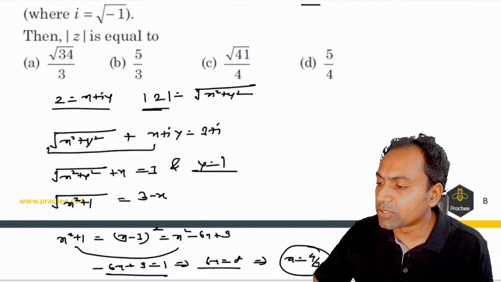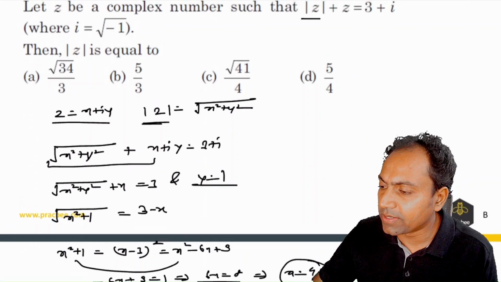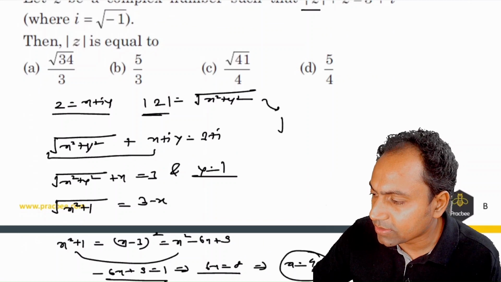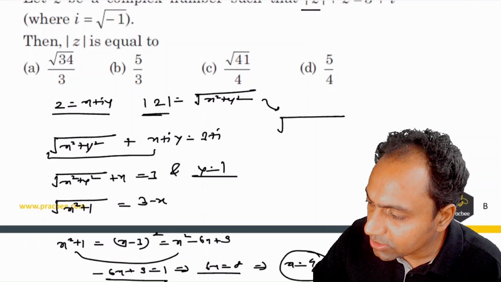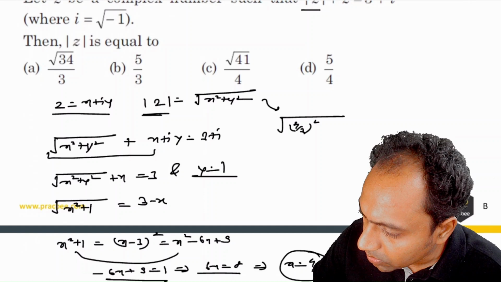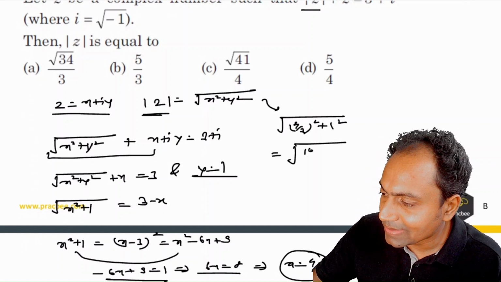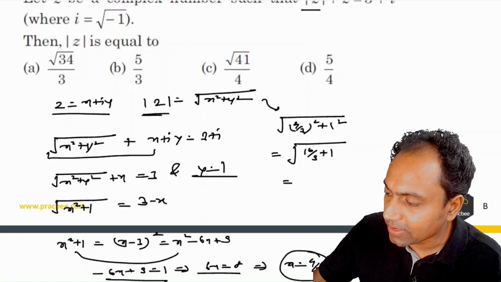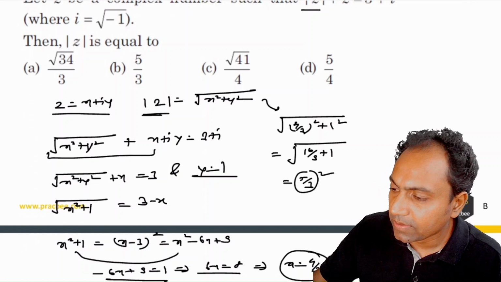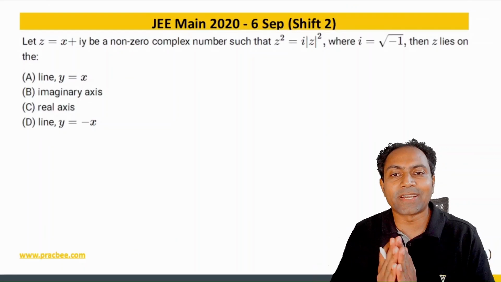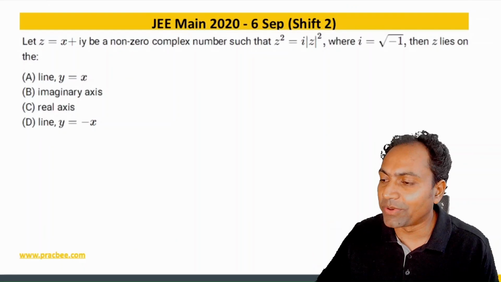And once I have got x is 4 by 3, y we already knew was equal to 1, I can get the value of modulus by substituting this value. So this becomes root of 4 by 3 whole square plus 1 square. That would be equal to root of 16 by 9 plus 1. That will become 5 by 3. So you can see our B option becomes correct. Now let us look into this next question that came in 2020.